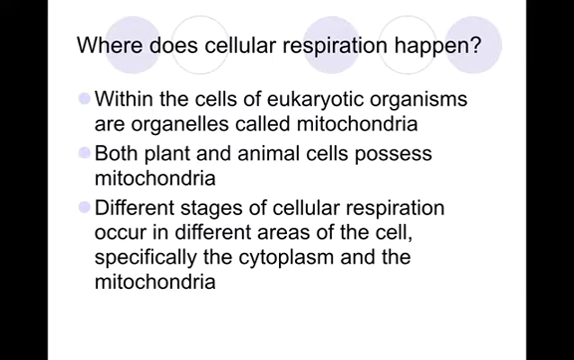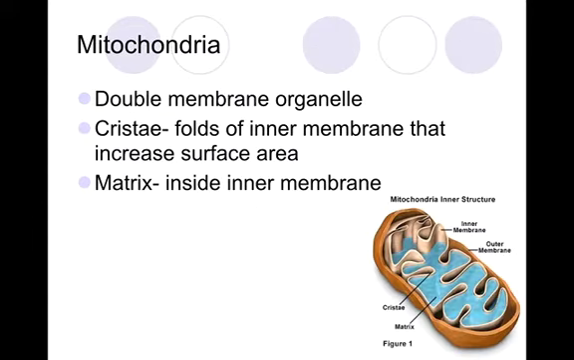So where does this happen at? In our eukaryotic cells, it happens in the mitochondria. Both plants and animals possess mitochondria because plants also have to go through this. We have different stages of cellular respiration, and they occur in different areas of the cell, specifically the cytoplasm and the mitochondria. So the mitochondria is a double membrane organelle. It is made of folds called cristae that increase the surface area of them. The inside portion is the matrix area. So we have lots of room for surface area here for chemical reactions to occur.